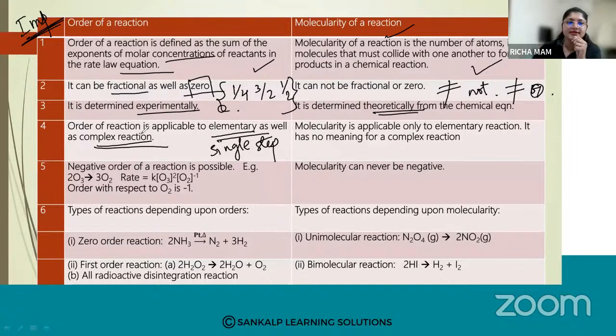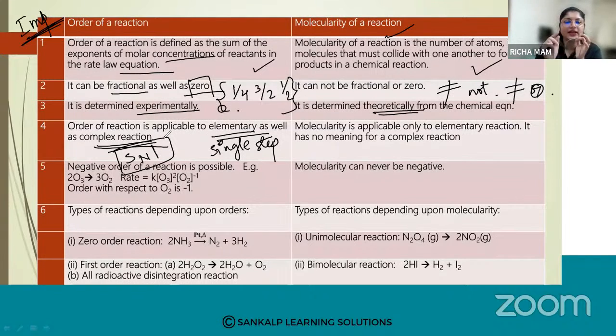Is it clear? Yes. So elementary means the reaction takes place in a single step, and complex reaction means the reaction takes place in more than one step. Suppose I consider the SN1 reaction. In the SN1 reaction, what happens? The reaction takes place in two steps. The first one is the slow step, the second one is the fast step. So whenever a complex reaction is there, it will follow a mechanism. In that mechanism, it will undergo different steps. One of the steps will be a slow step, and that slow step is called the rate determining step. So these things you have to know.